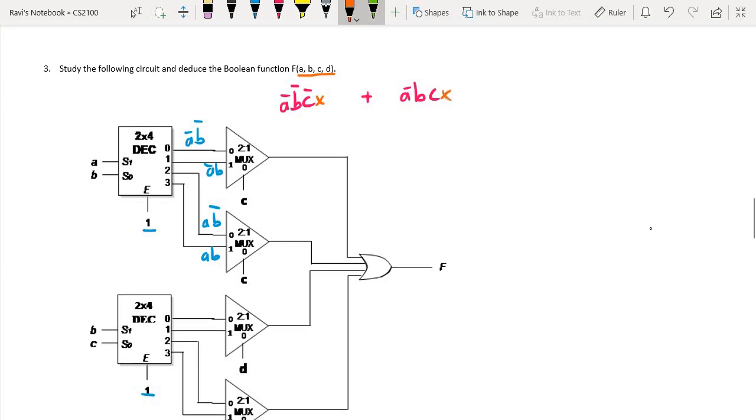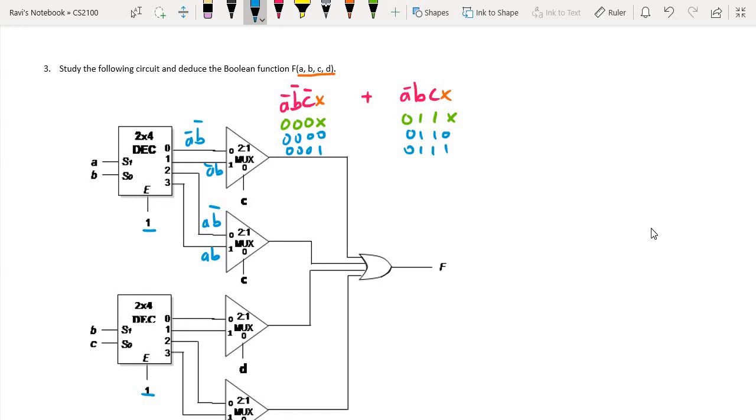So in terms of the numbers that they represent, you can write them as 0, 0, 0, x here, and 0, 1, 1, x. So that translates to 0, 0, 0, 0, 0, 0, 0, 1, and 0, 1, 1, 0, and 0, 1, 1, 1.